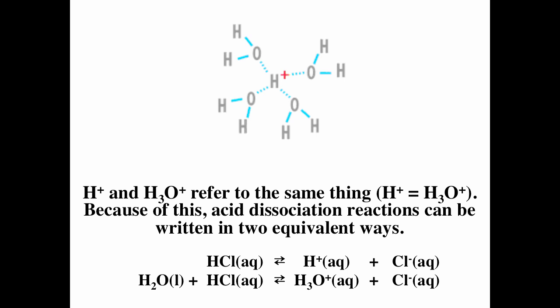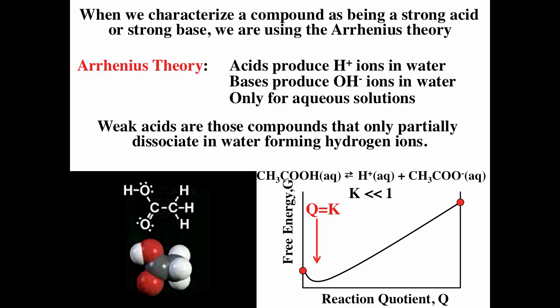Now, if you look at the reactions on the bottom, you see HCl going to H+ plus Cl-, and then you also see H2O plus HCl going to hydronium ion plus Cl-. Those 2 reactions are exactly the same. They're just 2 different ways of writing the same thing. Remember, pure solids and pure liquids do not appear in the equilibrium expression, so when you write the equilibrium expression for the bottom reaction, you do not include the water. Hydrogen ions and hydronium ions are the same thing. So for strong acids, they completely dissociate.